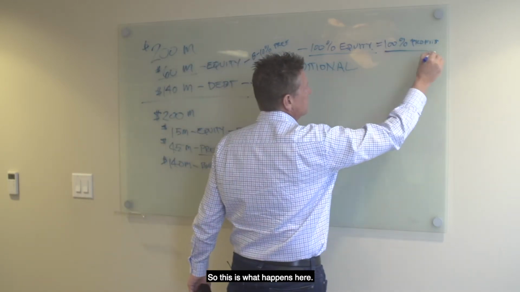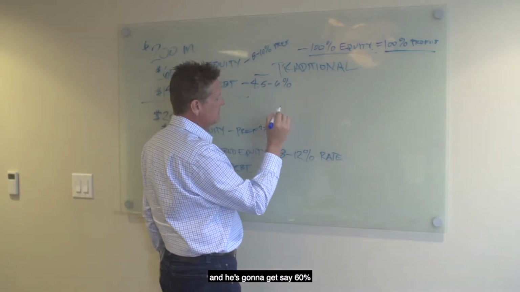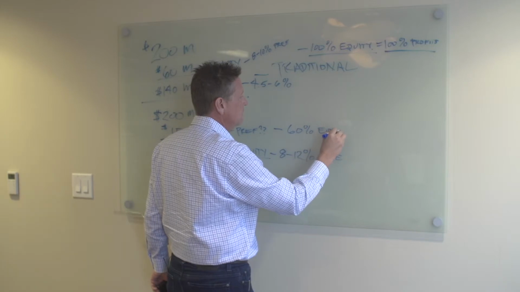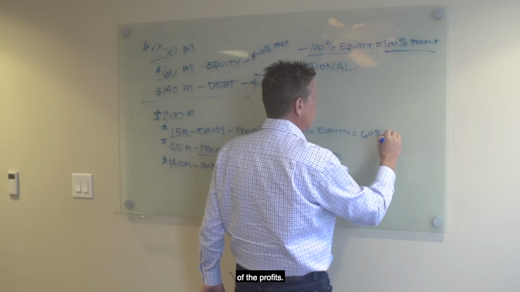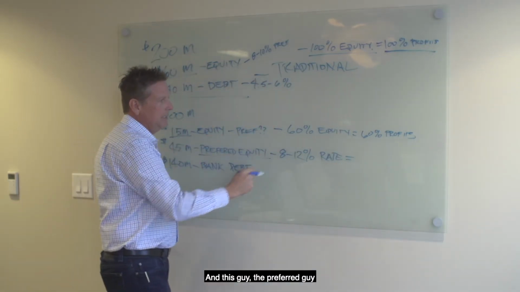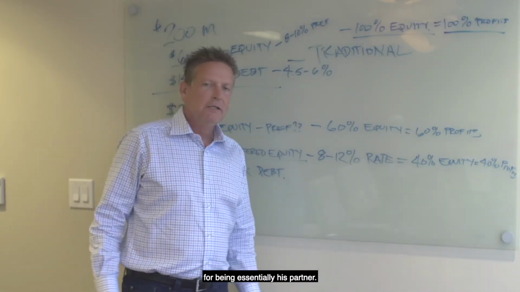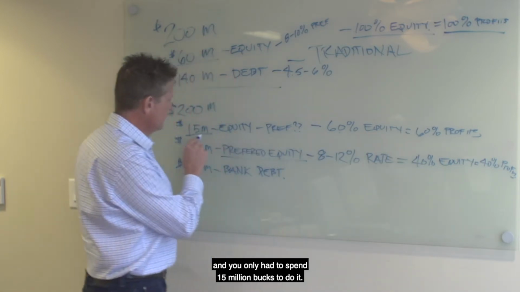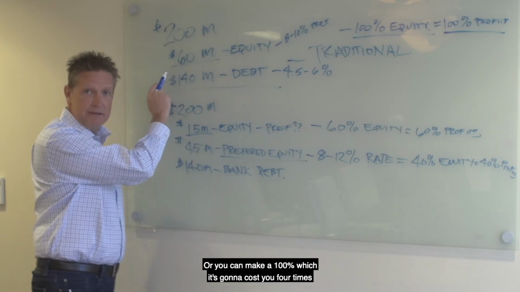So this is what happens here. Now down here, he's going to put in 15 million and he's going to get, say, 60% of the equity, which would equal 60% of the profits. And this guy, the preferred guy, is going to get the other 40% for being essentially his partner. So this is a way that you can structure these deals. You're going to make 60% of the profits and you only had to spend 15 million bucks to do it. Or you can make 100%, but it's going to cost you 4 times that much to get there.